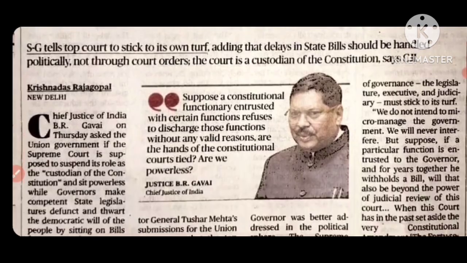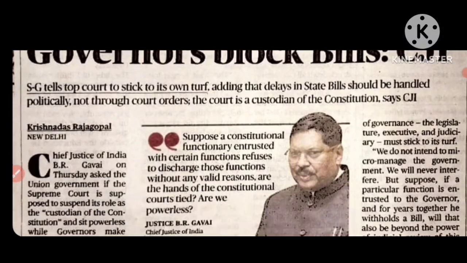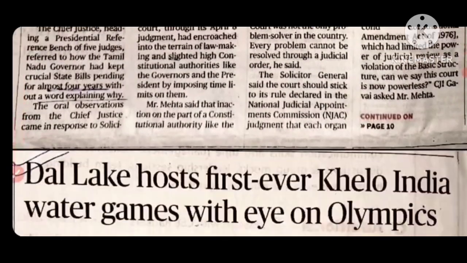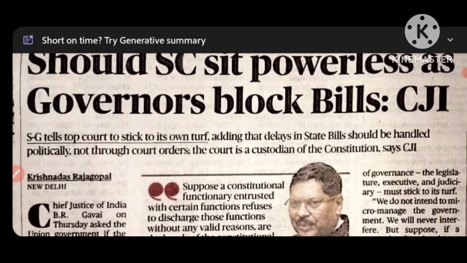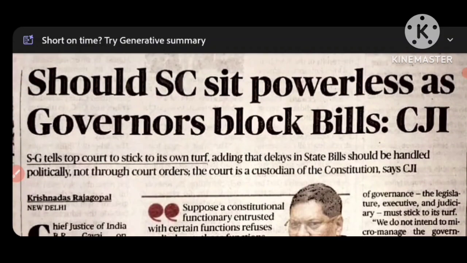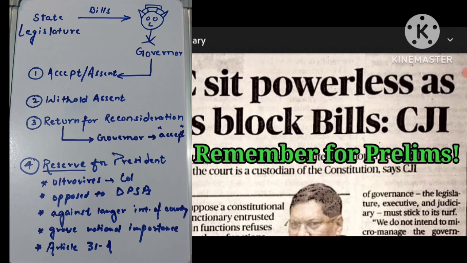Now, the first headline which captured my sight: should the Supreme Court sit powerless as the governors block bills? The whole story, or drama I should say, is that the governor has power with respect to the bills. The state legislature will give the bill to the governor and ask him or her, please sign the bill so that it can become an act, right?